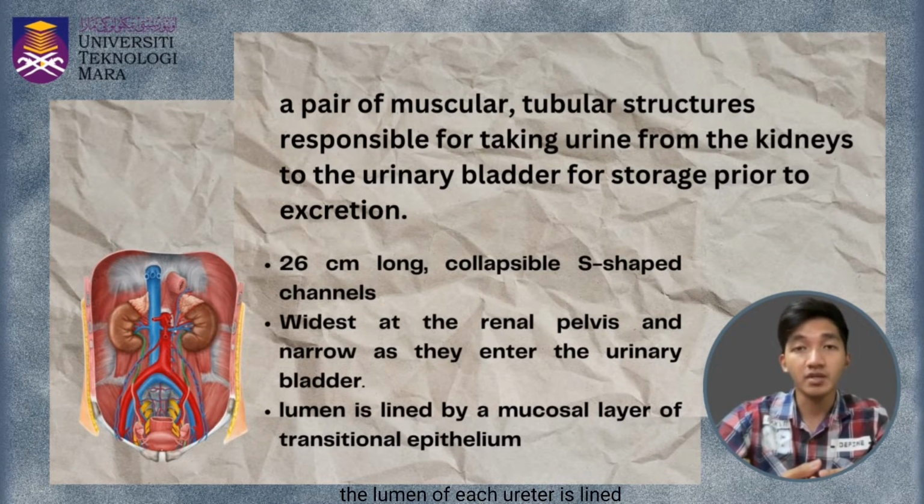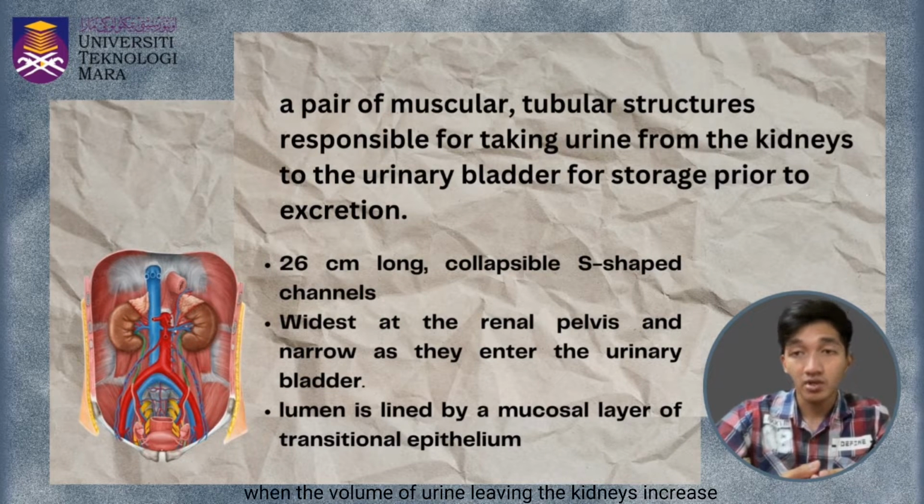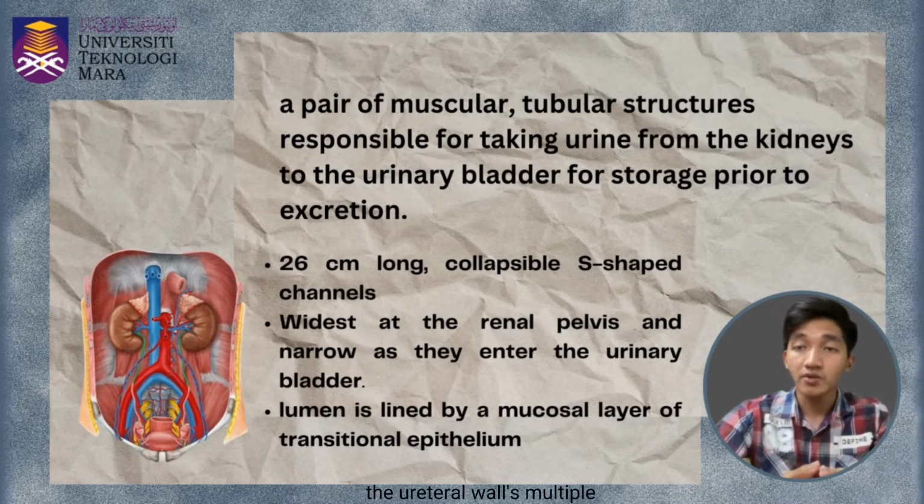The lumen of each ureter is lined by a mucosal layer of transitional epithelium that accommodates the increase in pressure when the volume of urine leaving the kidneys increases, minimizing the risk of rupturing the ureters. The ureteral walls, made of multiple layers of smooth muscle, are responsible for the conduits.